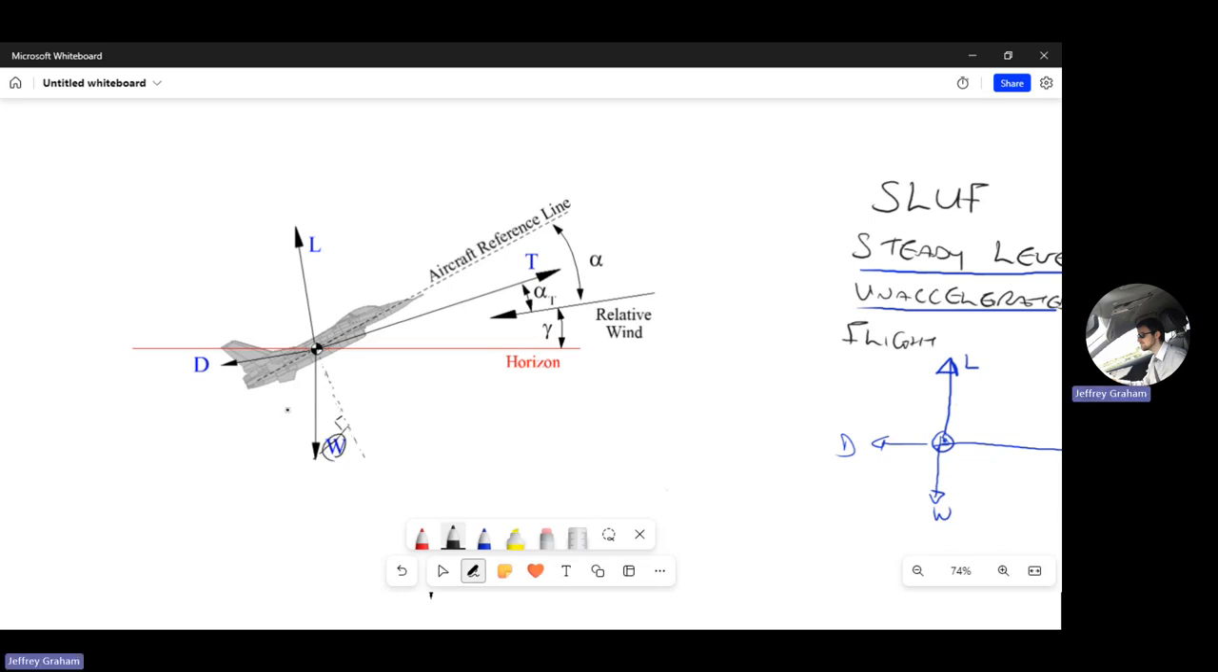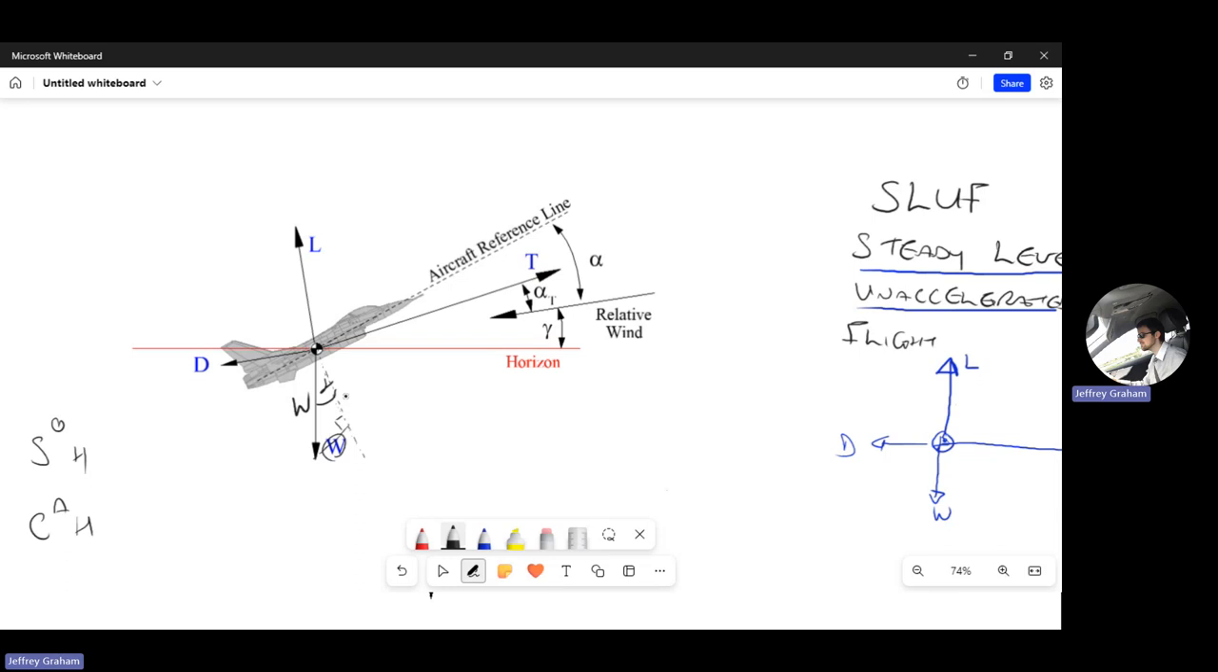And this weight that you can see here would technically be here. Right, just help label this up. The angle that this lift vector is offset is the same as the angle of climb. So by definition, we get a gamma there.